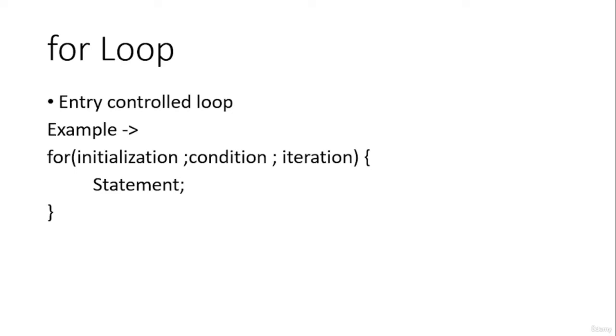so we have to provide that in the condition section. The next part is the iteration section, in which we define how we want to iterate our loop, for example incrementation and decrementation operations. And following that, in the block of the for loop we declare the statements which we want to execute over the number of times. So this is it for the for loop.